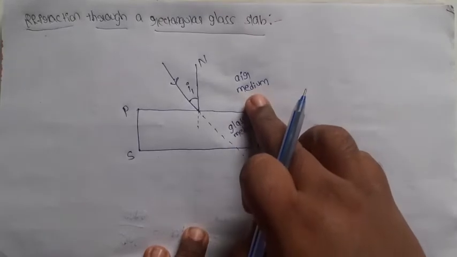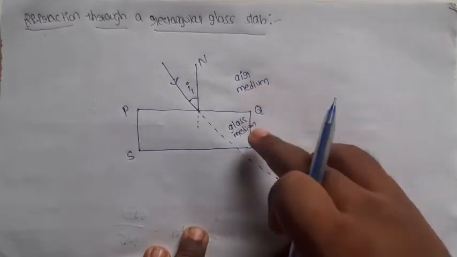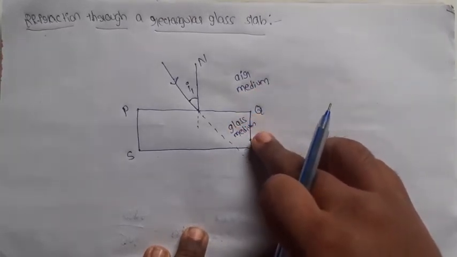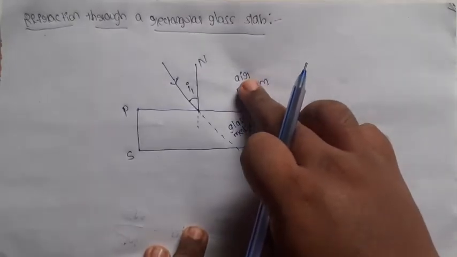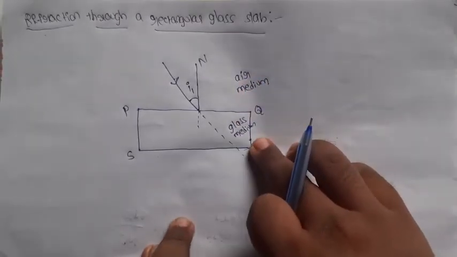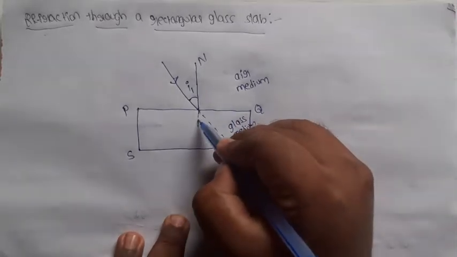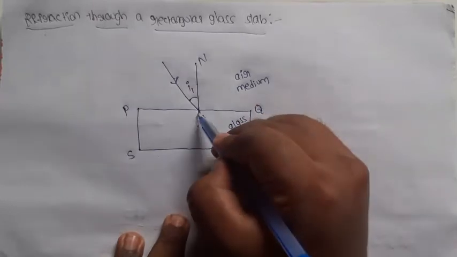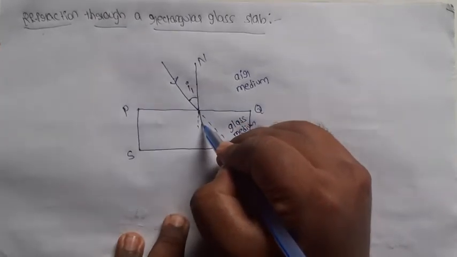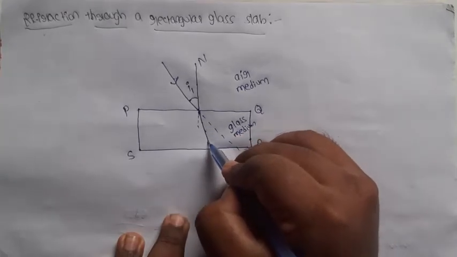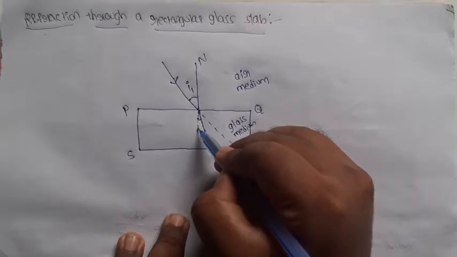Here air medium is there. Air medium we can treat as the rarer medium. Glass medium we can treat as the denser medium. So when light travels from rarer medium to denser medium, light bends towards the normal line. This is the normal line. So the actual path of the light is bending towards the normal line.